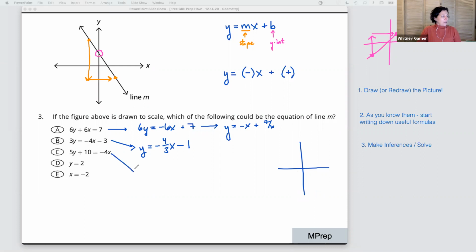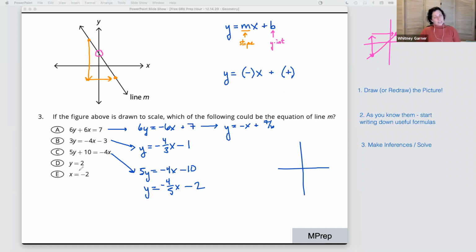The third one down, I'm going to move the 10 by subtracting it. So 5y is equal to negative 4x minus 10. And so y is equal to negative 4/5 x minus 2. This is the exact same problem that we had with b. So we have the negative slope, but also a negative y-intercept. So the intercept will be below what's called the origin.